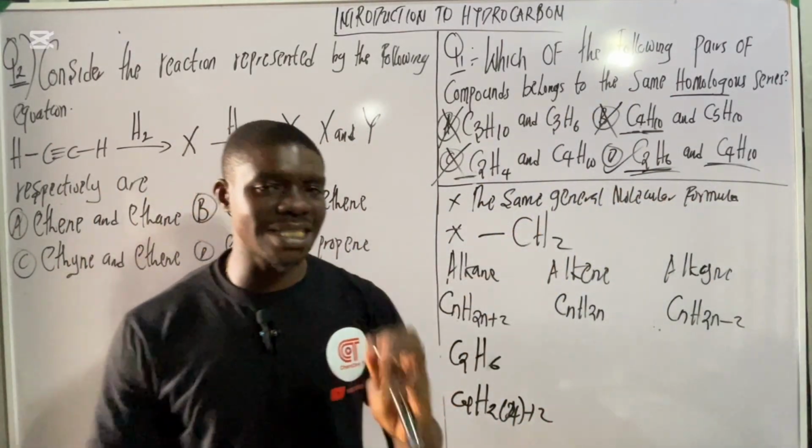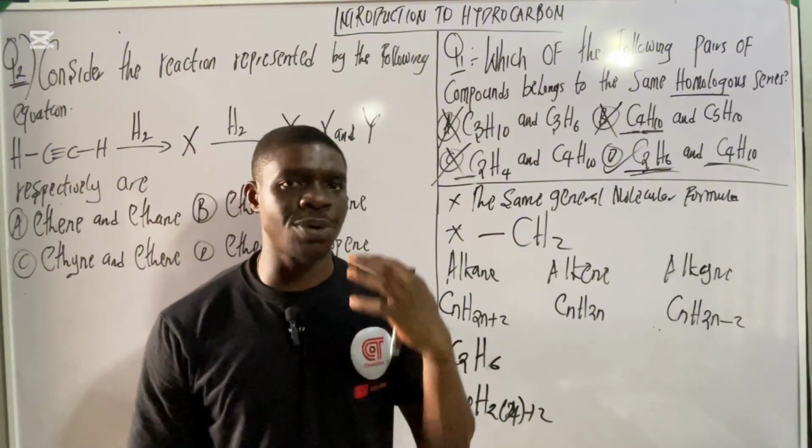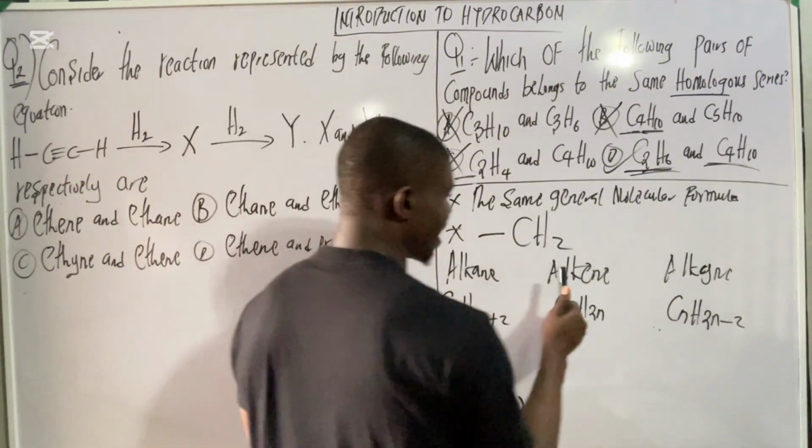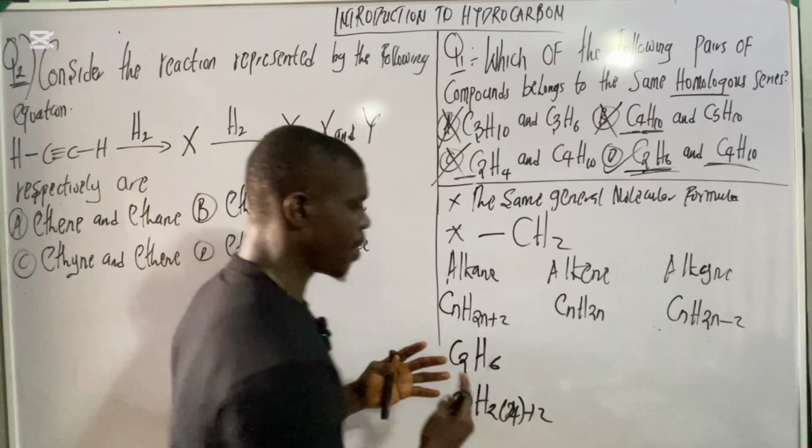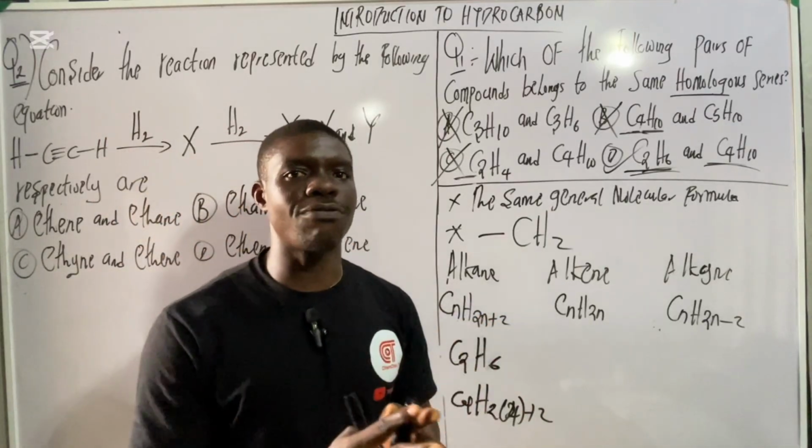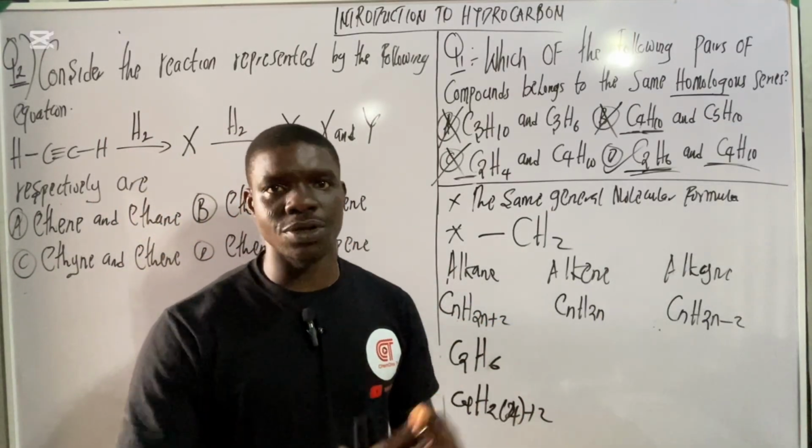So you must understand this very well, so that whenever you see a question like this, you'll be able to answer it. Understand alkane, alkene, alkyne, and the general molecular formula. The ones that have the same general molecular formula are pairs of homologous series. Do you understand?